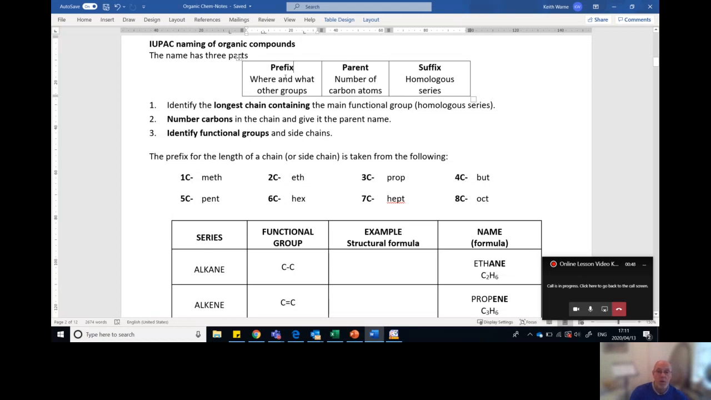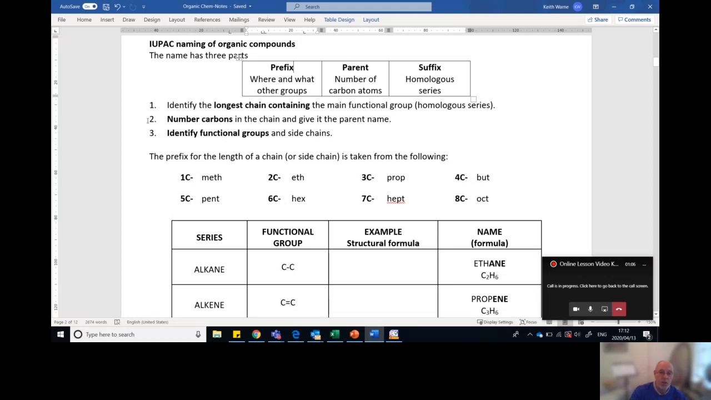I always like to call the suffix sort of the surname, and the prefix or the parent name can be the first name, but the suffix is definitely the homologous series name, the name of the family of compounds. The number of carbon atoms goes in the parent, and which other groups are on it goes in the prefix.